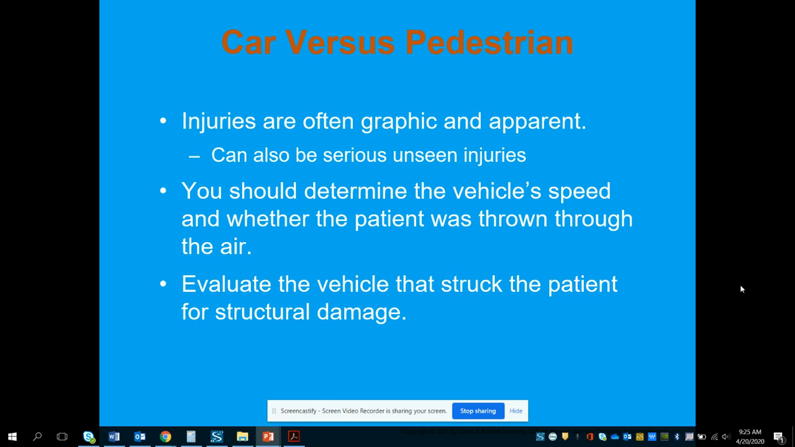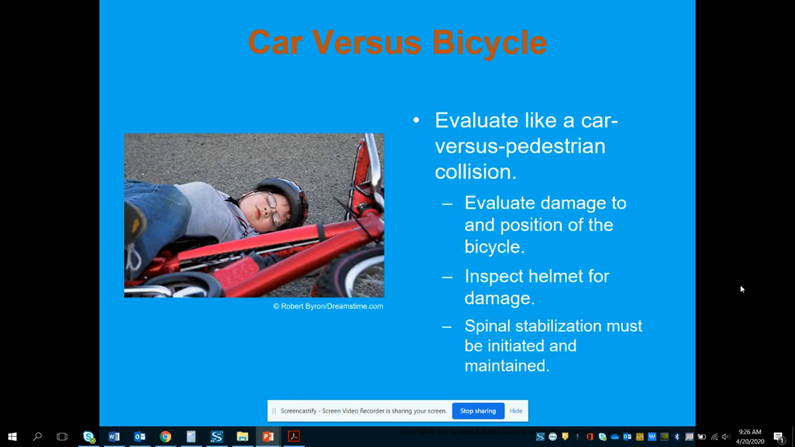So as we mentioned in the pediatric chapter, usually there's a trajectory pattern, and it depends on the size of the patient and also the size of the vehicle as to whether the patient went up and over or down and under the vehicle. So again, we're looking to see, is there any structural damage on the vehicle, because that makes a difference as well. You can kind of tell how hard was the impact.